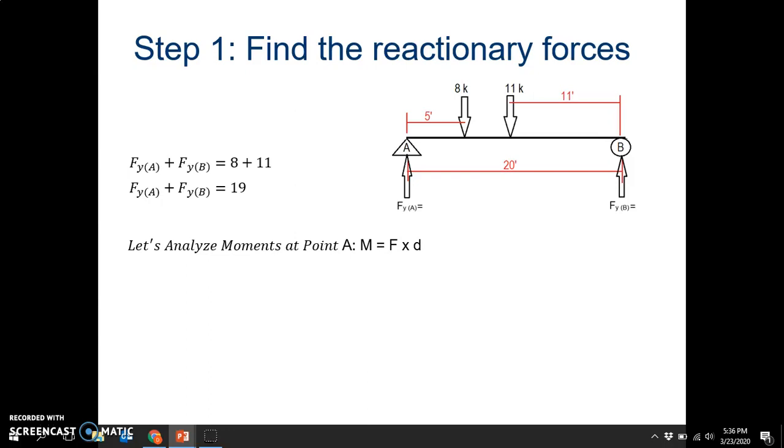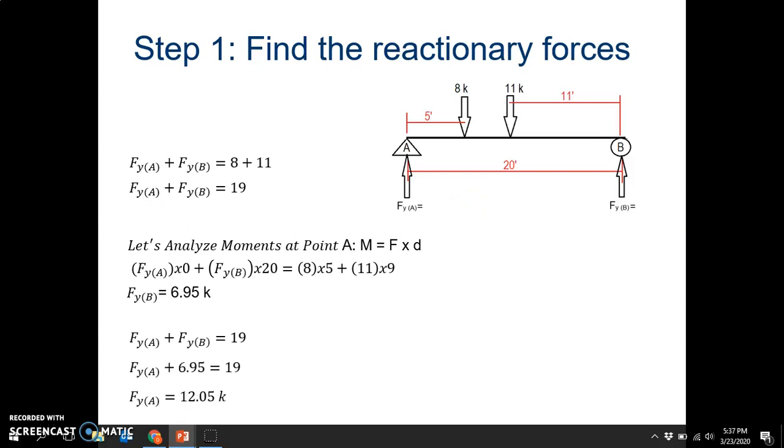And then we'll analyze a point for the moments. We'll do point A. If we analyze point A, force of A has a distance arm of 0, which is 0 multiplied by F of A. 8 times 5 plus 11 times this distance of 9 is equal to F of B times 20, and we get F of B is 6.95, and F of A is 12.05. Okay.